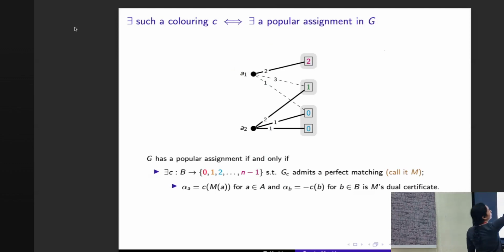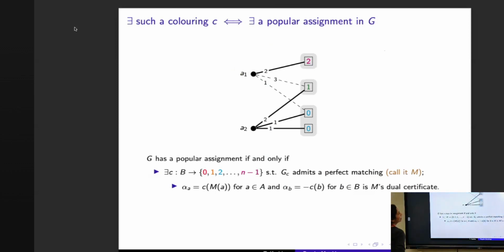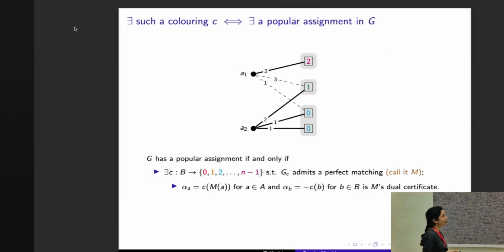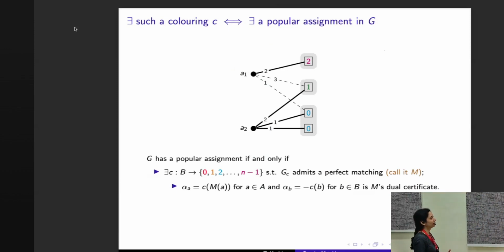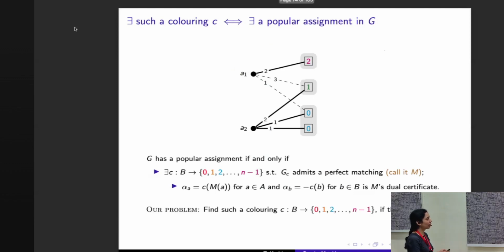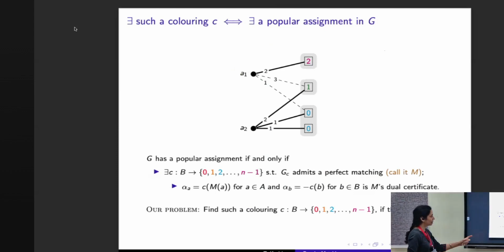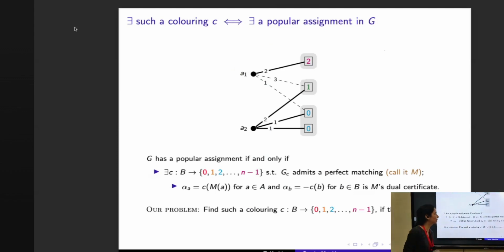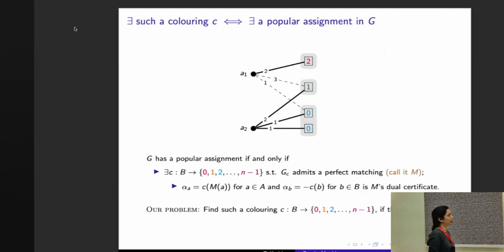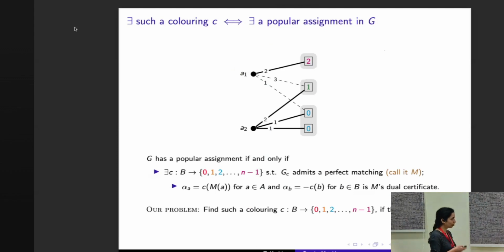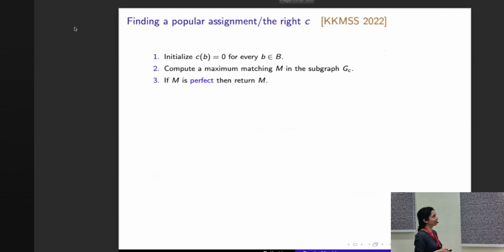Basically such a coloring implies a popular assignment, and conversely if there is a popular assignment, we can show a coloring so that the corresponding subgraph GC admits a perfect matching. So our whole problem is find such a coloring to items if there exists one. So I think I am already going over time, so let me just flash the algorithm.